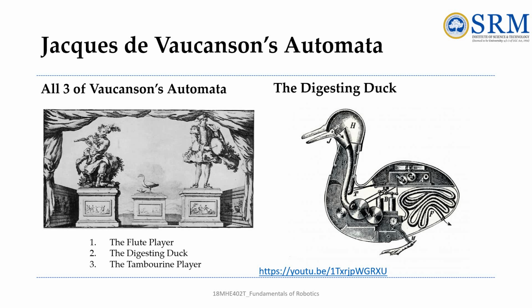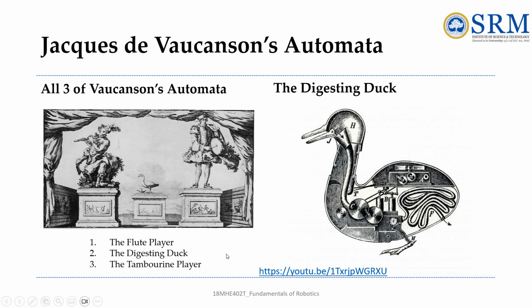Next, some of the examples. You can see here the flute player, digesting duck, and tambourine player. Here the flute player is a famous ancient Greek automaton, a mechanical device which could play the flute. It was one of the earliest examples of a robot designed to produce music through automated movements.